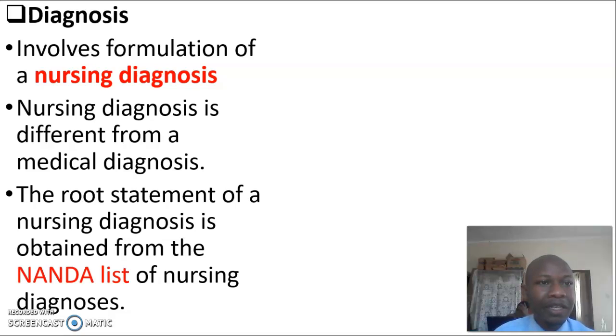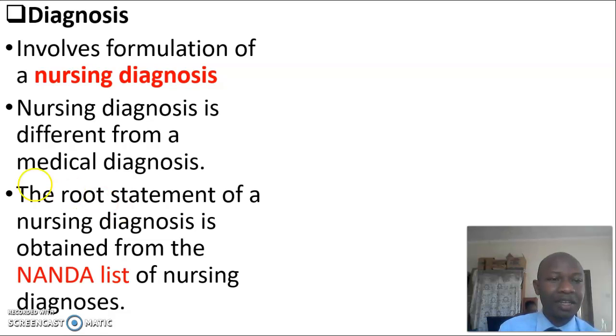The second step in the nursing process is diagnosis. After we have collected patients' data, we now go to the second step. We make a diagnosis. This diagnosis should be a nursing diagnosis and not a medical diagnosis. However, we can rely on the medical diagnosis to come up with an accurate nursing diagnosis. So, in the second step of the nursing process, diagnosis, we formulate a nursing diagnosis.